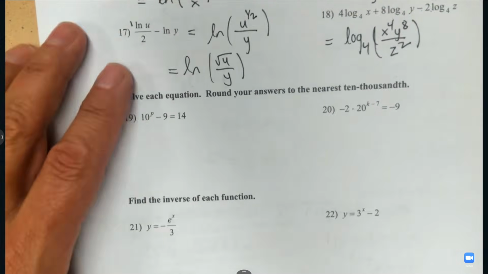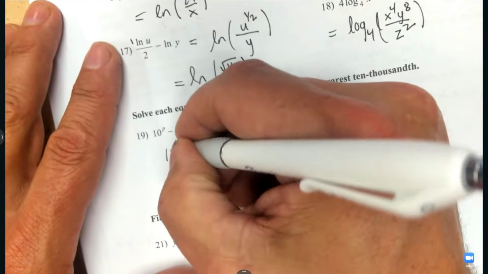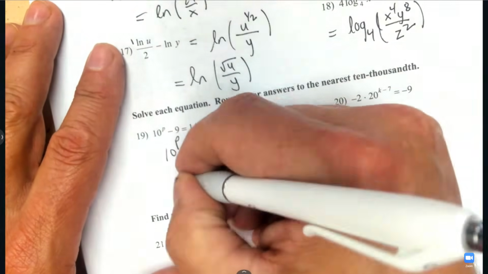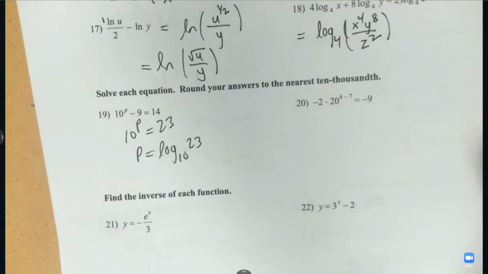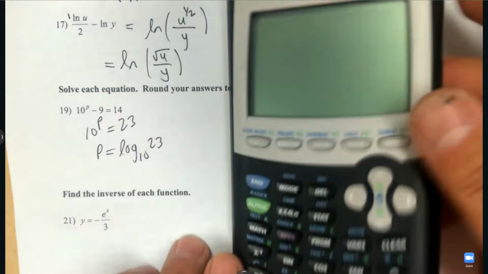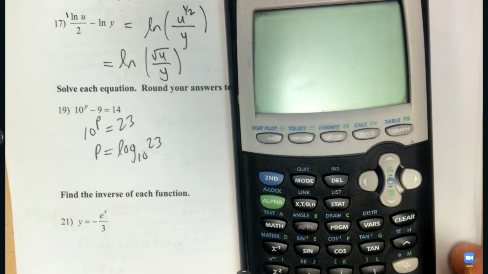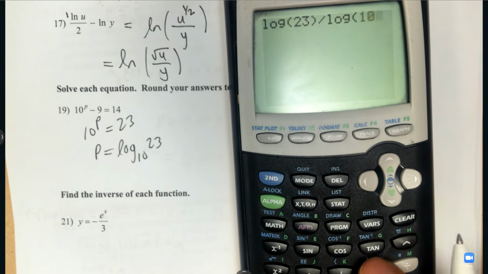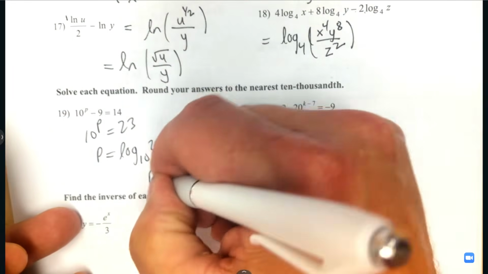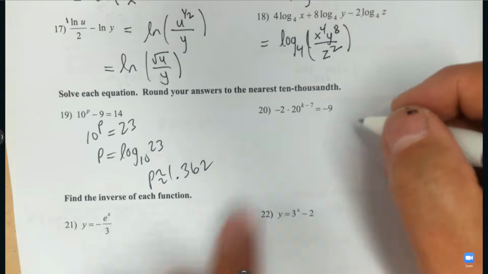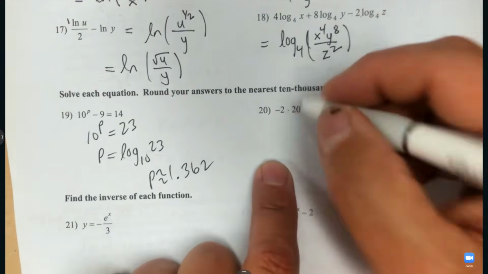All right, solve this equation. Step 1 is to isolate the exponentials. We're going to add 9, and then another way to write p is as a logarithm. And then we're going to use our calculator to evaluate that. So I'm going to go log 23 divided by log 10. That's 1.362. In number 20, I'm going to divide by negative 2.